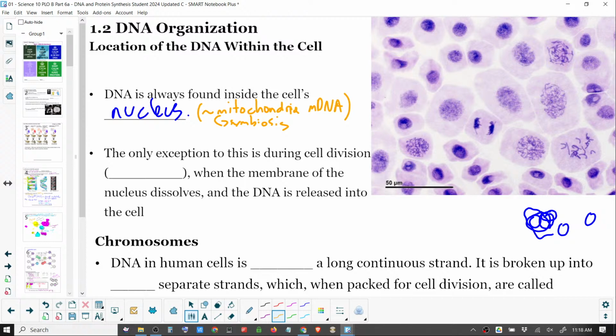Okay. We'll get to that in a moment, and it might become a little bit more clear on the next slide. Now, it's found in the nucleus. The exception to this is during cell division. What is cell division called? Starts with an M. Mitosis. What's the other one? Meiosis. Meiosis is making the sex cells, gametes, sperm, and egg.